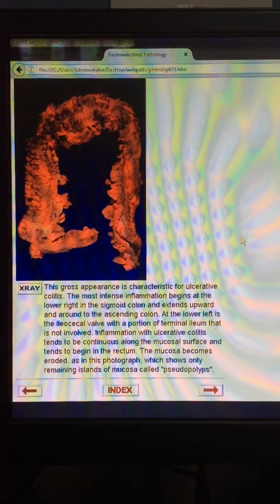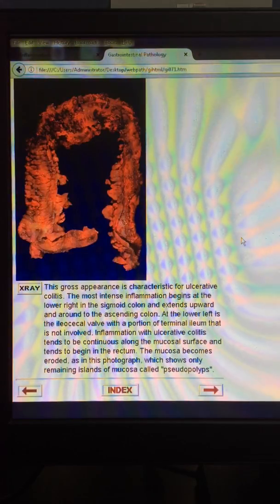This is a gross appearance of ulcerative colitis. As you know, ulcerative colitis is usually characterized by involvement of the colon only. But in contrast, Crohn's disease might lead to involvement of any part of the GI tract, starting from the mouth to the anus.